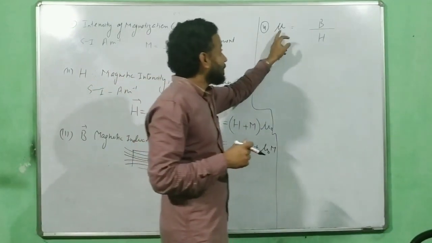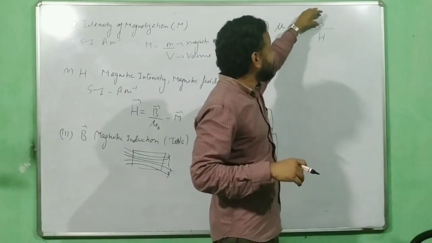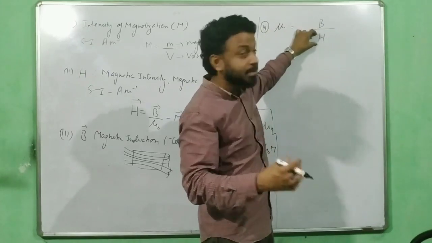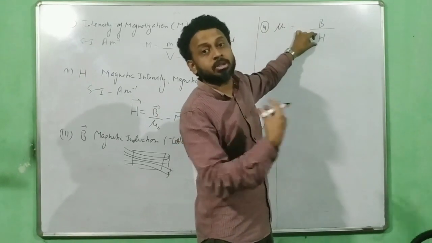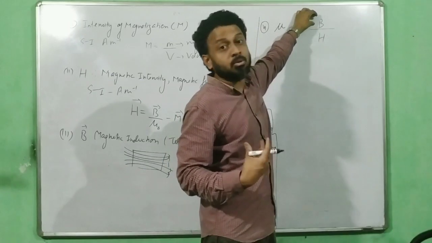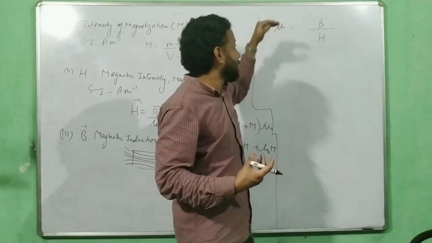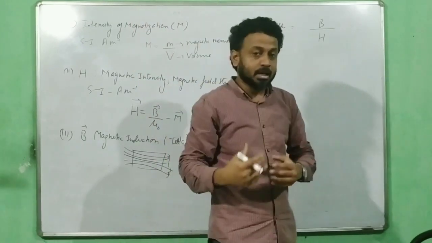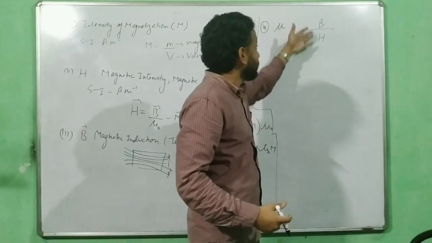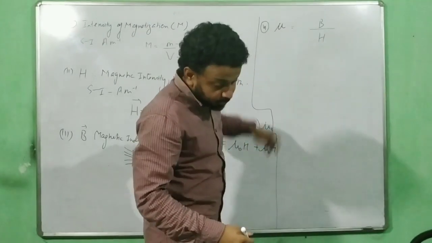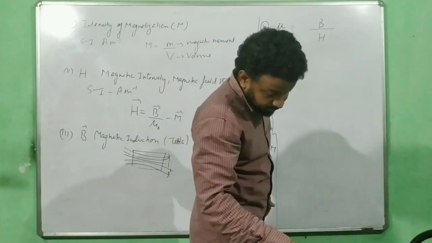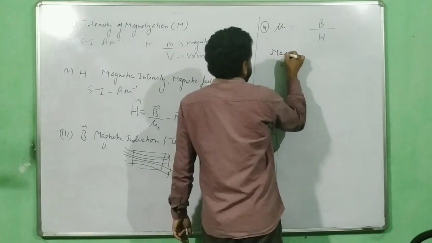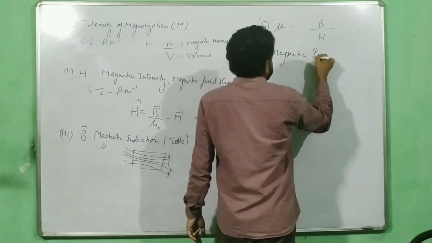So mu basically gives you an idea of how much I am getting inside a substance overall when I supply H amount of field from the outside. So this is from outside and this is the total. It gives you the concept of how much is getting built up inside and how much I am providing from outside. So that ratio B by H, this mu, is called magnetic permeability.